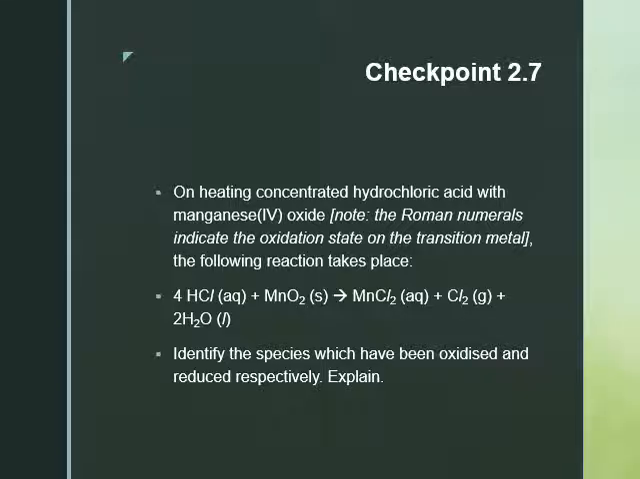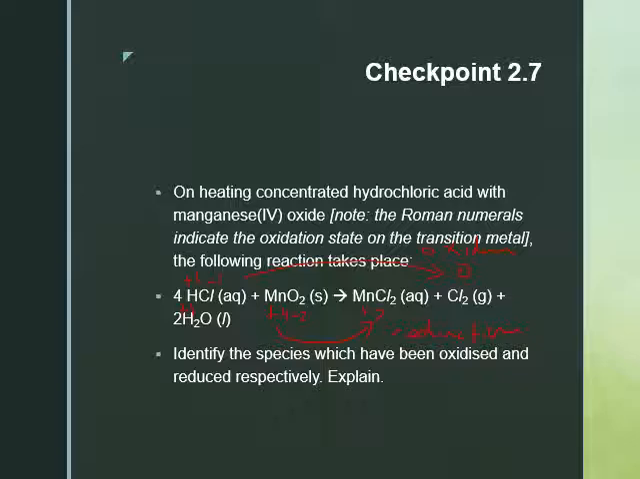Now let's try checkpoint 2.7. Identify the species that have been oxidized and reduced, and explain. You should pause here and continue after you have done this. In this case, H is +1, and this is still +1, so no change. But Cl has changed from -1 to 0. So -1 to 0 is oxidation. And then we see Mn is +4, and then +2. +4 to +2, that's a reduction.